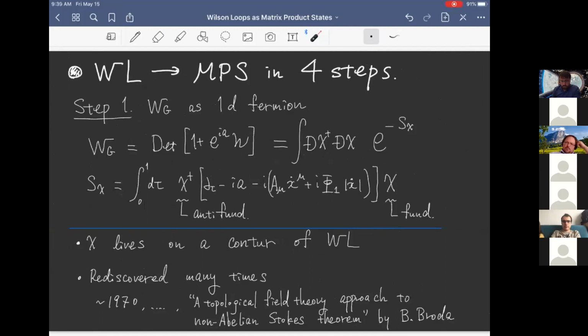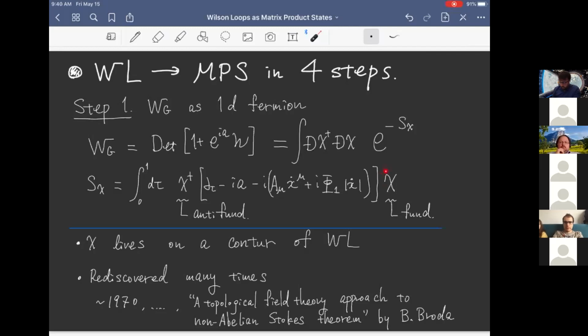So the way to convert a Wilson loop to a matrix product state consists of 4 steps. And actually, these are exactly the same 4 steps that I used in my previous papers on determinant operators, the correlation function of determinant operators. Step 1 is to express this generating function as a path integral of a 1D fermion. You take this expression and write it in this way. This chi and chi dagger is a 1D fermion, living on the Wilson loop, and its action is given by this expression.